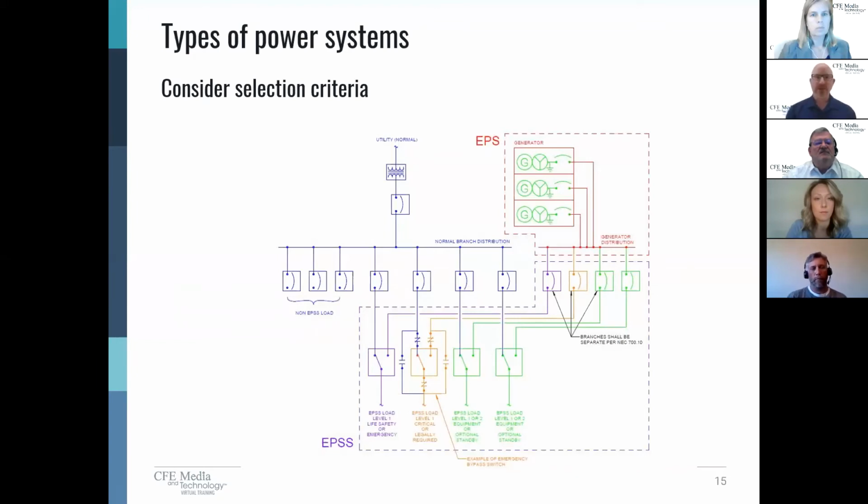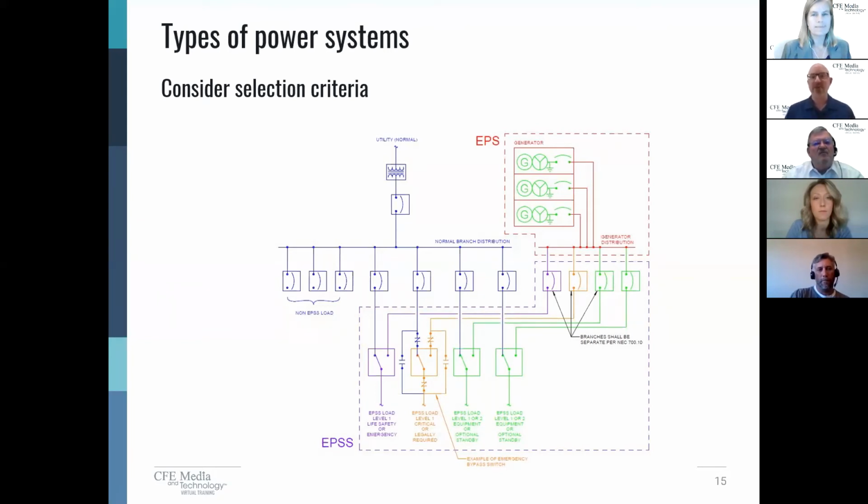Now, when we're talking about types of power systems, we've been including in discussions on UPSs and generators, how those break down and where you need to locate them. Within NFPA 110, sections 4 and 5 both define the EPS, or emergency power system, and the EPSS, emergency power supply system. Now, it's important for designers, engineers, owners, facilities to understand the difference between those two aspects. So, for your benefit, we have a graphic here.